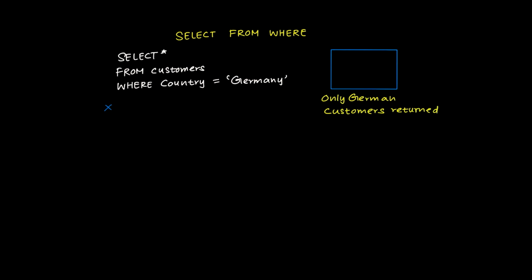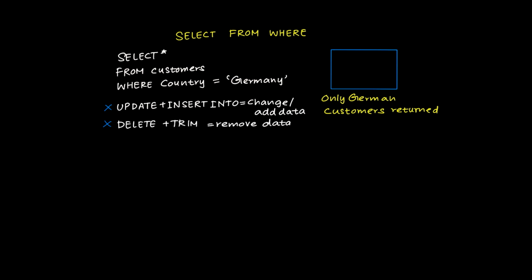Update and insert into are for changing existing data and adding new records. Neither retrieves or filters data. Delete removes records and trim cleans spaces from text. Those are modification and cleaning tools, not retrieval tools. Concat joins strings and coalesce handles null values. Those are data transformation functions. They don't filter or retrieve records from a table.